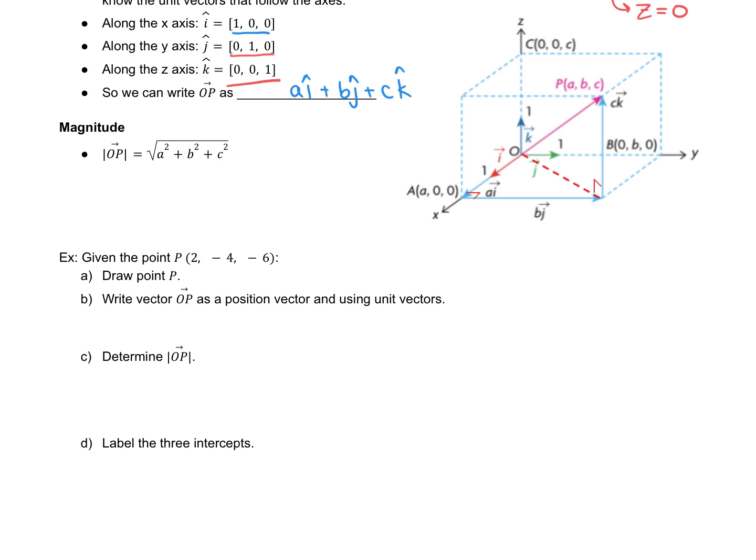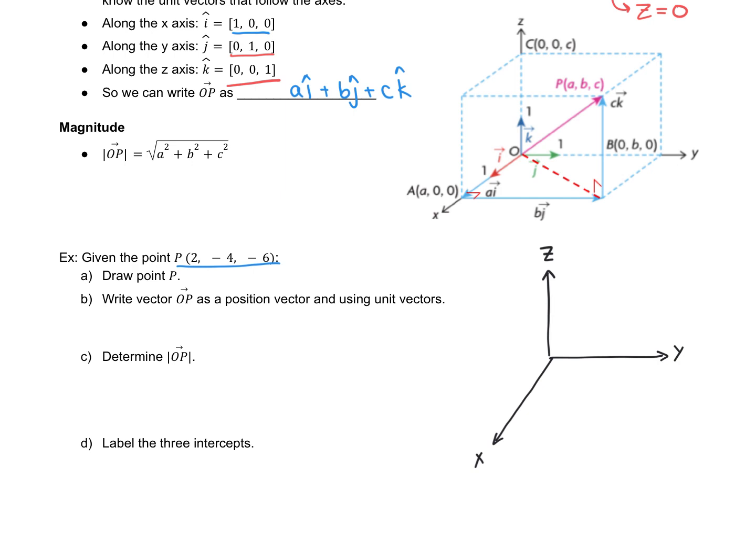And I'll go over magnitude in a minute. So we're going to draw the point (2, -4, -6). And I'm going to start with my z-axis, my y, and my x-axis. Now, when we draw a point in 3D, we're going to create a rectangular prism out of the coordinates that were given to us.